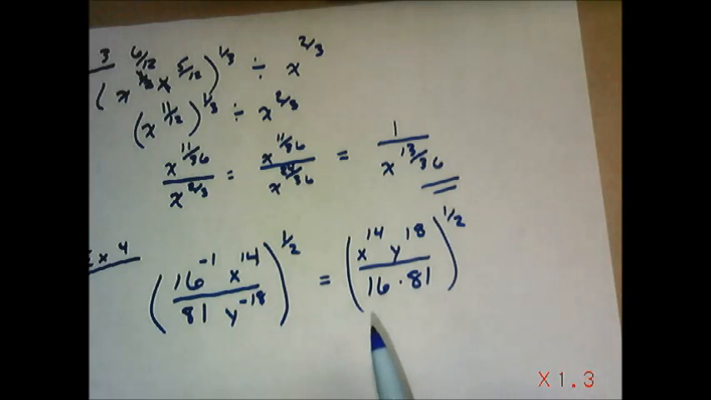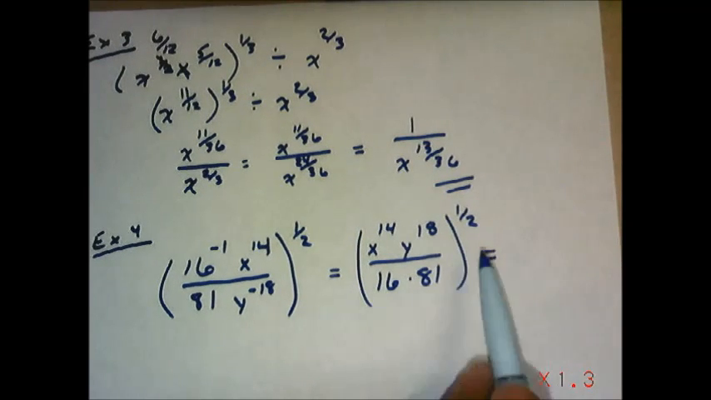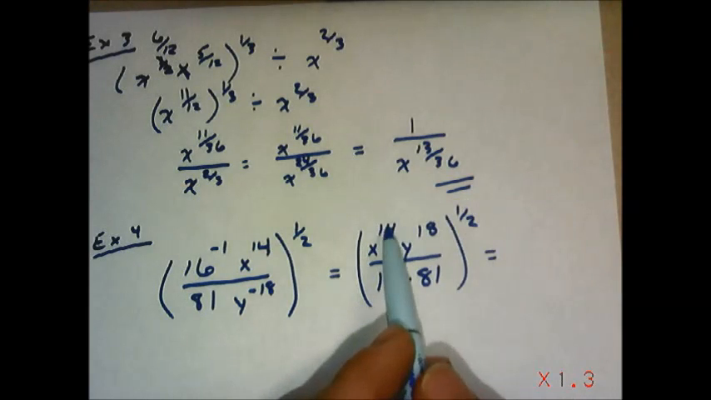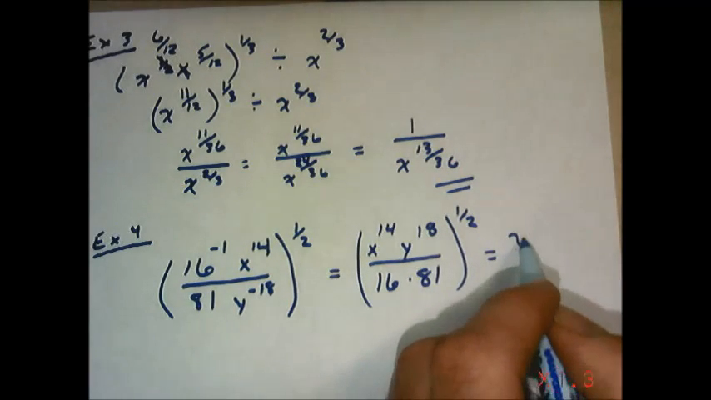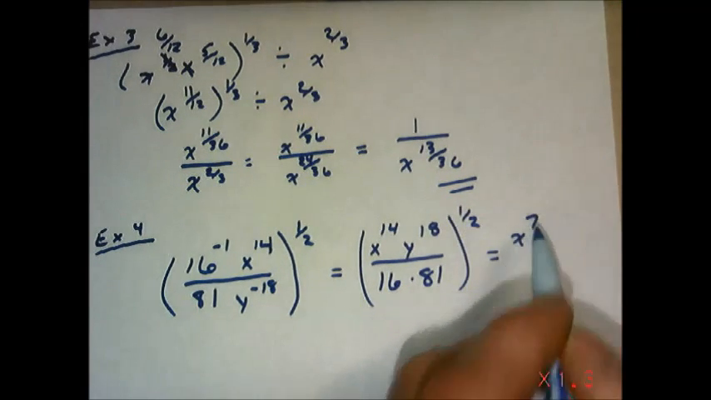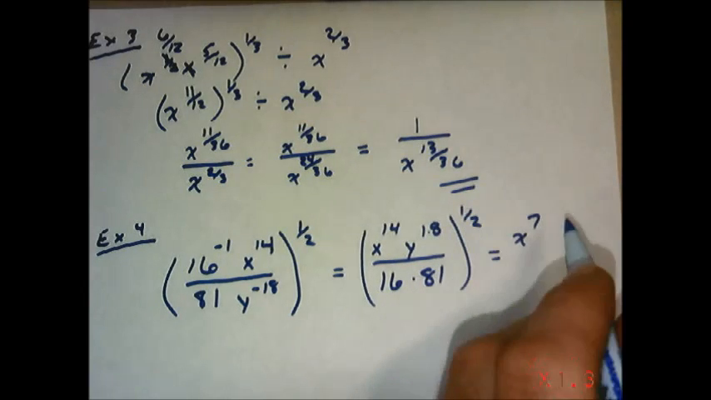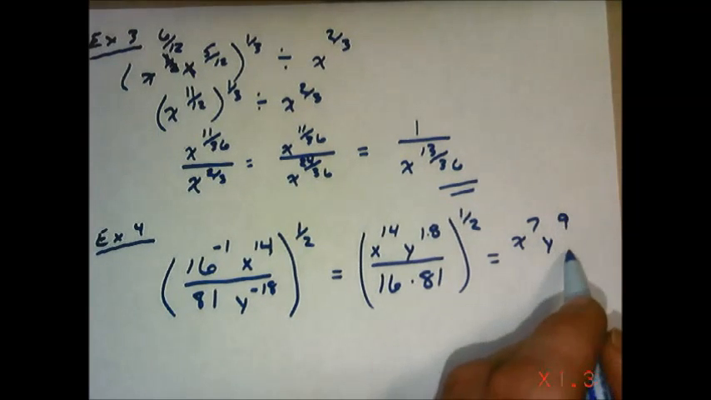Now we could go ahead and take 16 and 81 and multiply those together and get a very large number. How many of you want to do that? Oh, nobody. Well, let's go ahead then and work it with just 16 and 81. So remember, if I have an exponent to an exponent and I have fractions, I can take this 1/2 and multiply it to each of my exponents. So 14 times 1/2 gives me 7. 18 times 1/2 gives me 9.